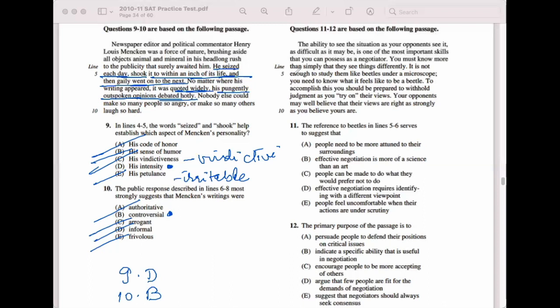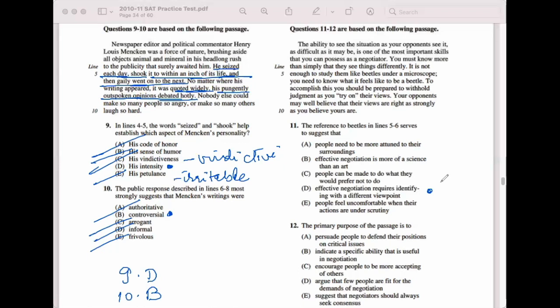So let's look at question 11, the reference to beetles in line 5 to 6. So option A, people need to be more attuned to their surroundings. B, effective negotiation is more of a science than an art. C, people can be made to do what they would prefer not to do. D, effective negotiation requires identifying with a different viewpoint. E, people feel uncomfortable when their actions are under scrutiny. So I like D, right? My first instinct is to choose D, but let's unpack the other options.